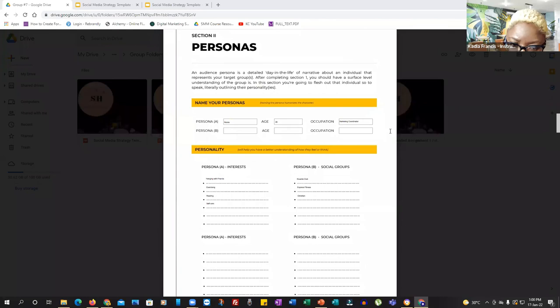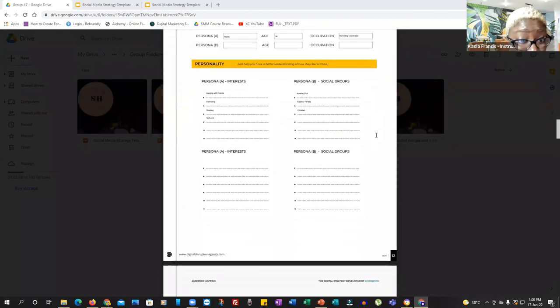Personas. You guys name your personas. Guys, if you're a B2B business, your persona could be a brand. It could be another business, it could be a brand. You can create a brand persona, right? So persona A is Nicole. There's no persona B for some reason, don't know why. Persona A is Nicole. Nicole is 26 and she's a marketing coordinator. What is her interest? She likes hanging with friends, exercising, reading, and self-care.